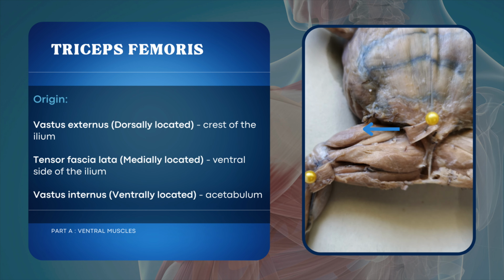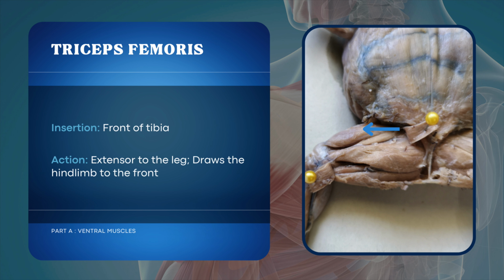So now we have the triceps femoris. It has three origins. First, the vastus externus, dorsally located, crest of the ilium. Second, the tensor fascia lata, medially located, ventral side of the ilium. And third, the vastus internus, ventrally located, acetabulum. Its insertion is in front of the tibia. It extends the leg and draws the hind limb forward.